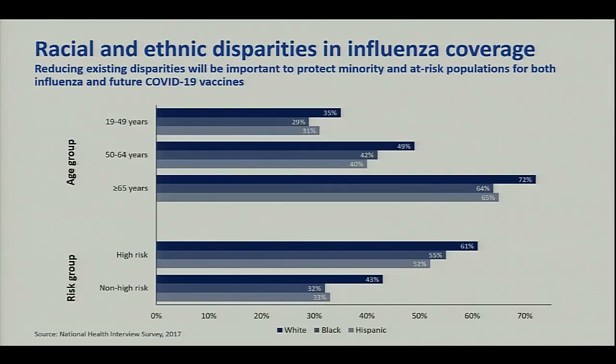Next. There are longstanding disparities by race and ethnicity in vaccine coverage with influenza vaccines. This slide shows data from the 2017 National Health Interview Survey. Influenza vaccine coverage was lower among Hispanic and Black adults compared to white adults in all age groups and among groups with and without underlying high-risk conditions.